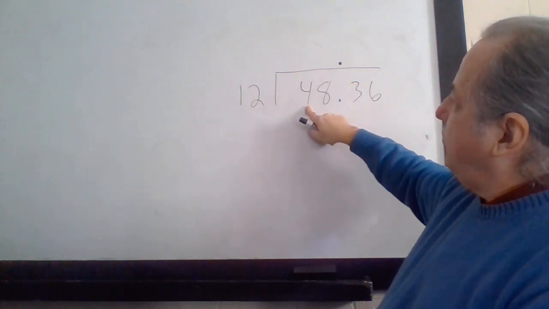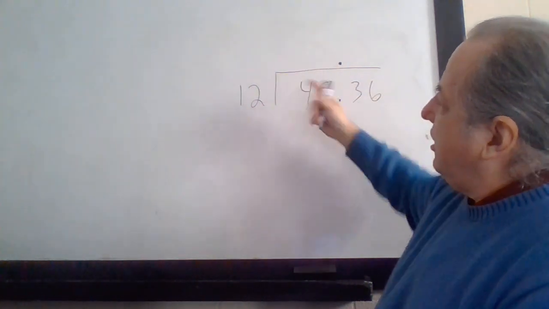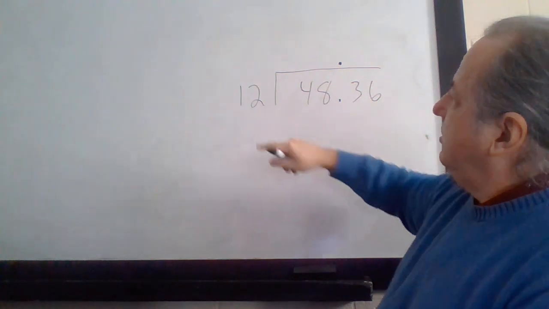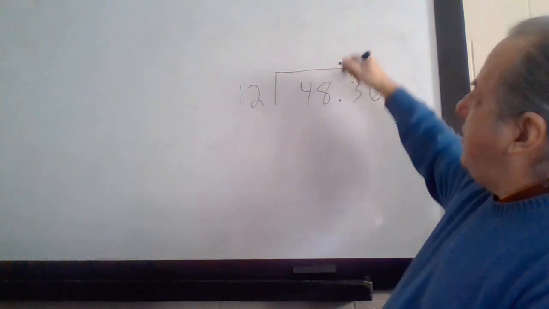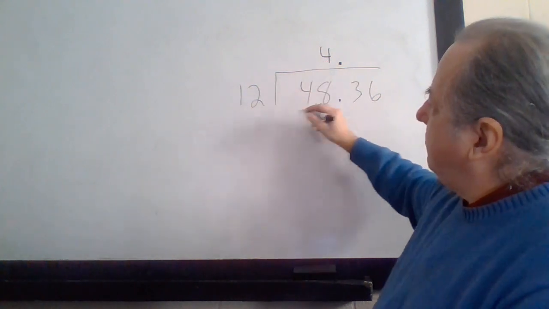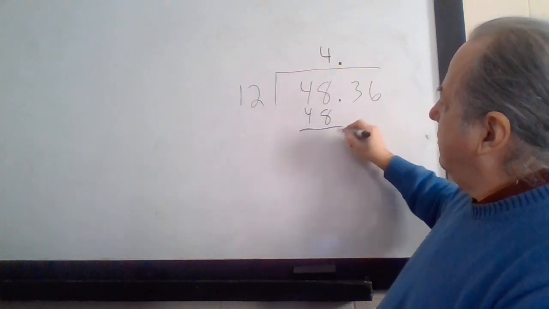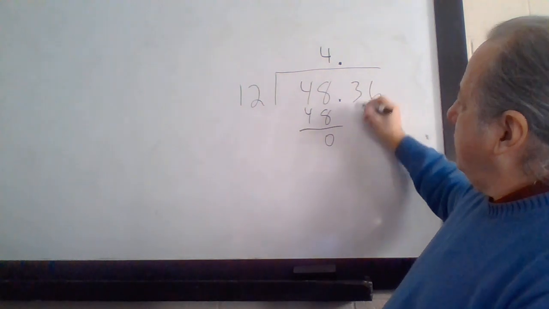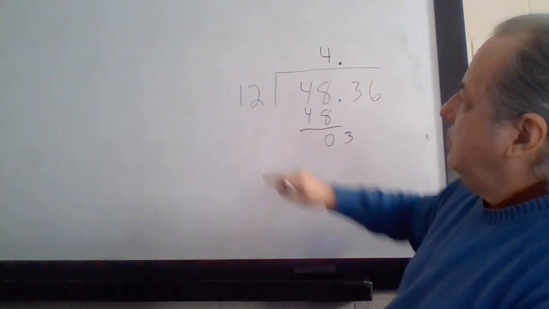12 does not go into 4. Again, that's to the left, so I don't want to put a 0 up here. 12 goes into 48 4 times. Multiply back. 4 times 12 is 48. Subtract. Bring down the next number.